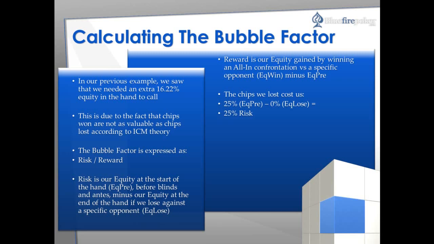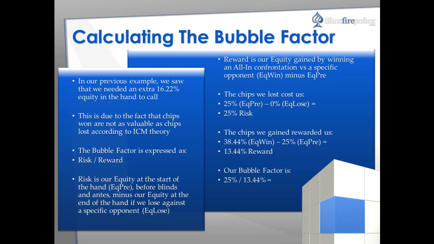So in our example, the chips that we lost cost us an amount equivalent to our 25% EQ pre, because we had an equal stack to everyone else at the table with 4 players left, so we had exactly 25% equity before posting. If we lose it all, that's 25% risk involved in this hand. But the chips we gained by doubling up through that player only rewarded us about 13.44%, that's our EQ of win at 38.44 minus our 25% EQ pre. So that gives us a bubble factor of 25% divided by 13.44%, or approximately 1.9.